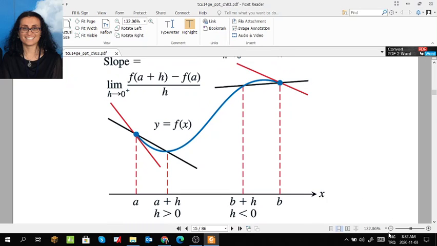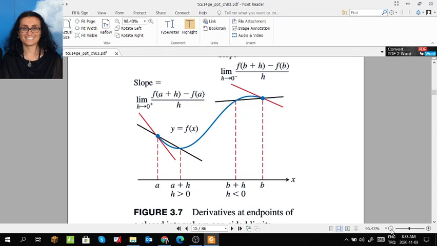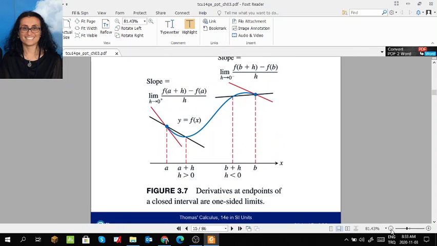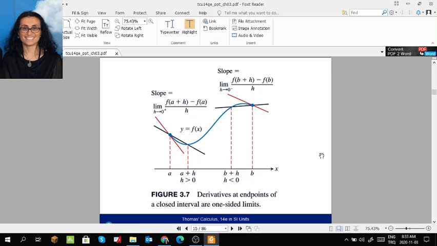Let me make this a little bit smaller. Okay, here, derivative at endpoints of a closed interval. Can we talk about the derivatives at endpoints? Yes, you can, because, again, since the derivative is defined in terms of limits, and we have the one-sided limit notion, you can just write it in terms of one-sided limits.